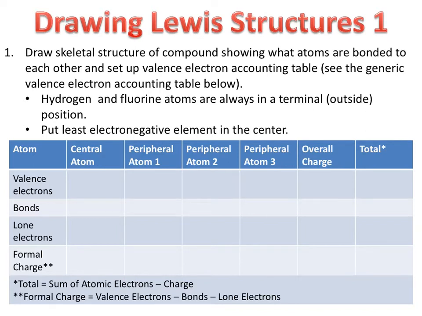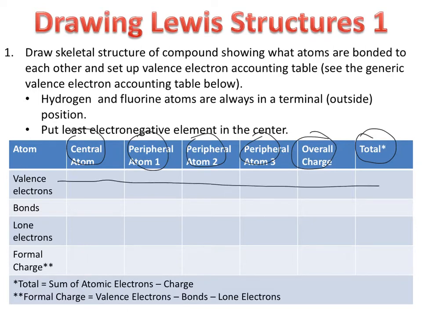The generic table that you see below has the central atom as being the first atom, and following that are the peripheral atoms. There is an overall charge column that is useful for ions and polyatomic ions, and then finally there's a total electron column where we account for all the electrons, ensuring that we're not losing any.